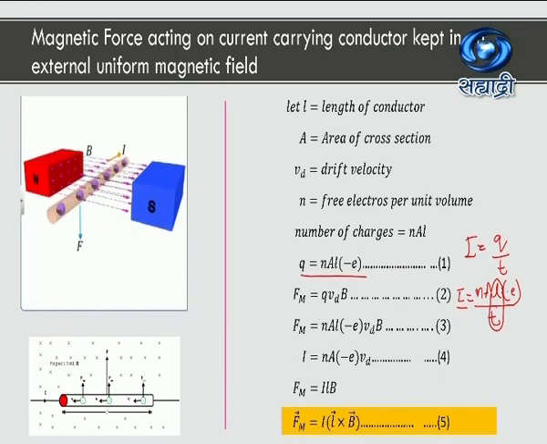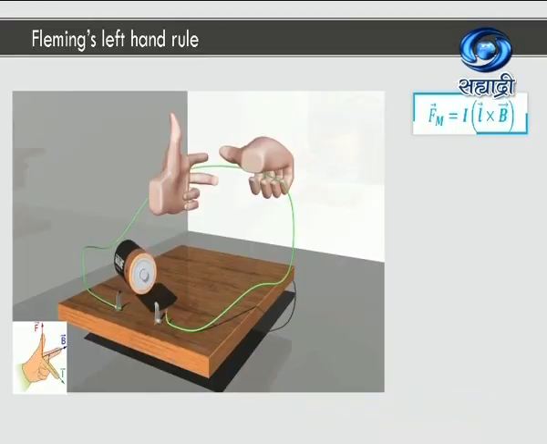Now, as far as equation 5 or its magnitude Fm equal to ILB is concerned, if we are interested to find out the direction of this Fm, then one has to make use of Fleming's left-hand rule, which I have mentioned in my introduction. To find out the direction of Fm, one has to understand Fleming's left-hand rule. Let us do that. Fleming's left-hand rule.